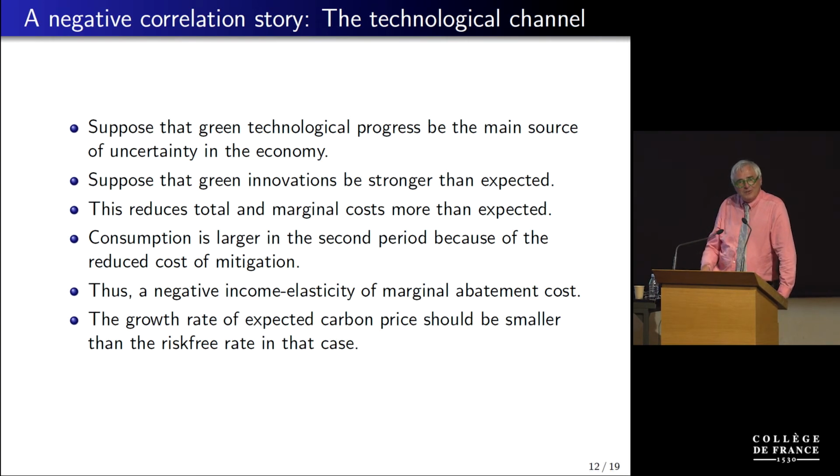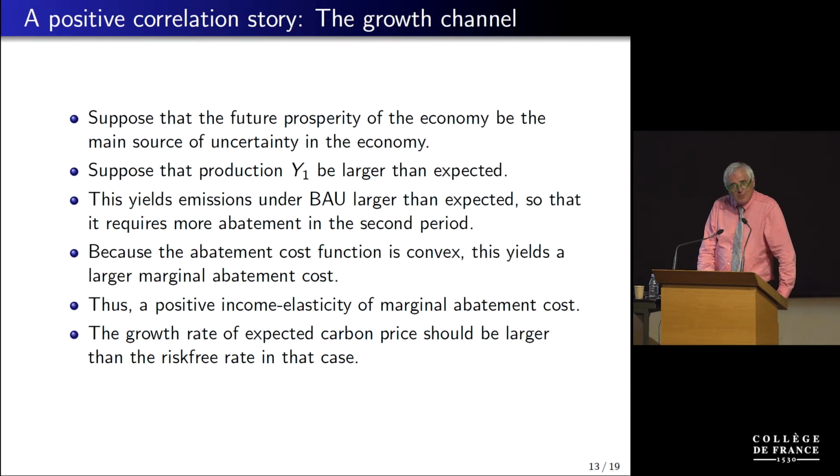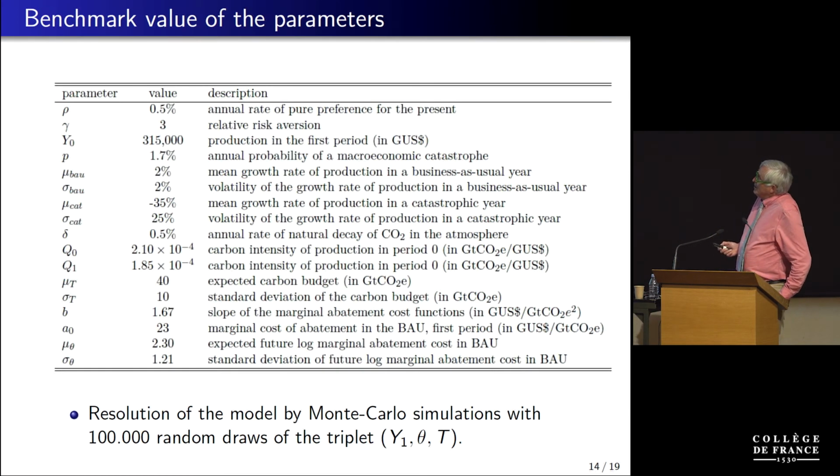That generates some correlation, but when you compare to this positive correlation story, when you think about the intensity of the uncertainty related to the total factor productivity, that's much larger. And as a consequence, when I calibrate my model, I obtain that this story is the dominating one. So I will not go into the details of the calibration.